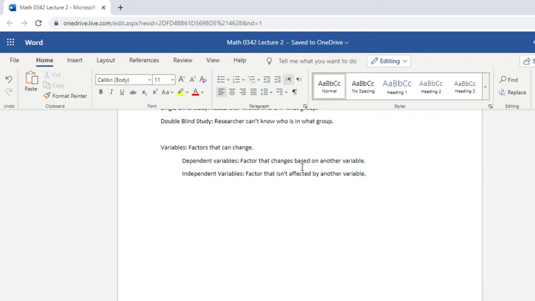Okay? So again, we have dependent variables that change based on the change of another variable, and then independent variables that don't change because another variable changed. They are their own.